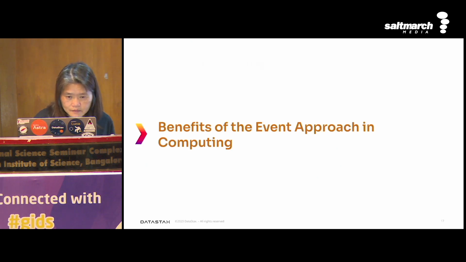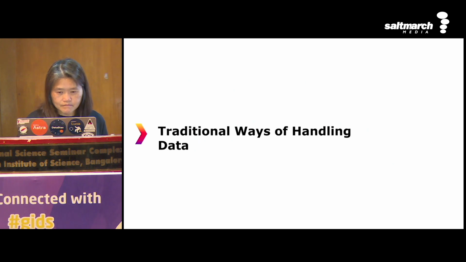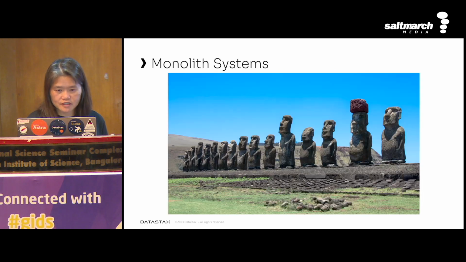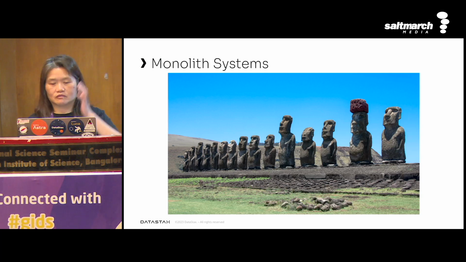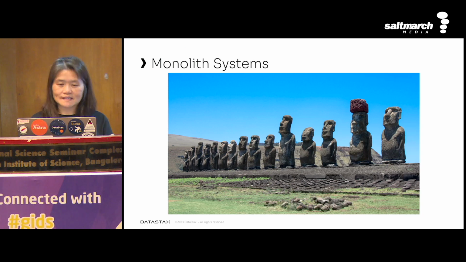Okay, so now the next part is talking about the benefits of this event approach in computing. But first, let's take a look at some traditional ways of building our systems, before we get into what it should be. So look at this. It's all together, and that represents the monolith systems that we're more used to. Monoliths are basically one system, and you handle everything over there.